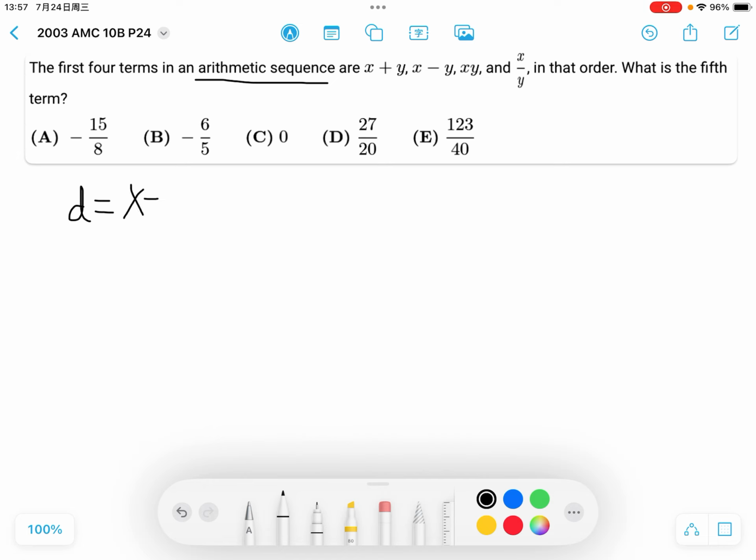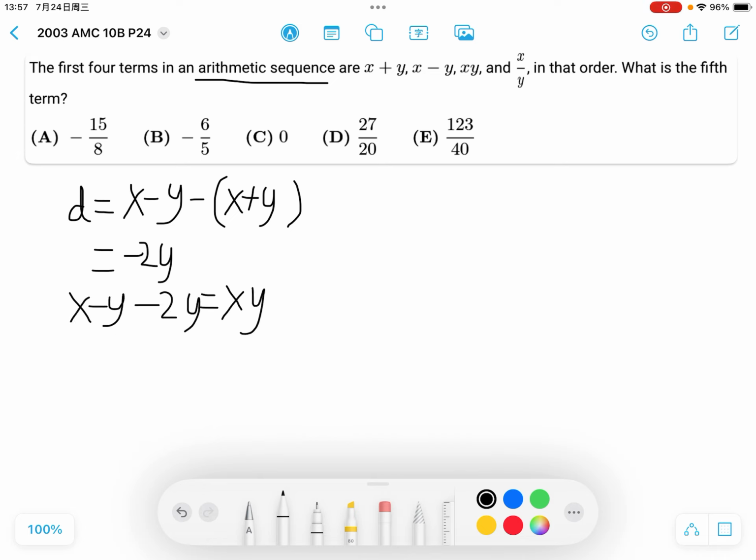The second term is x minus y, and the first term is x plus y. So if we subtract the first term from the second term, we get that d is equal to negative 2y. So the common difference between all of these terms is negative 2y. Therefore we know that x minus y minus 2y equals xy, because this is the second term, a2, and this is the third term, a3. And we know that a2 plus d equals a3.